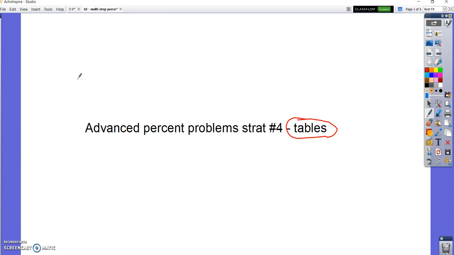So make this the title on the next page in your math notebook, and then when you're done, put your pencil in, close it up until we get to the we do.